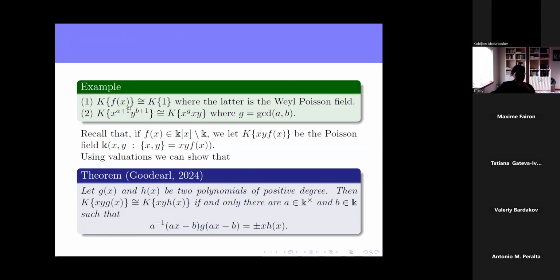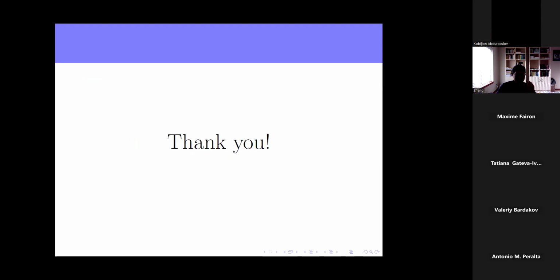If we take any polynomial of x in this algebra, we have x, y. If we take x, it's always isomorphic to the Weyl Poisson field. But if you take this element, it will be isomorphic to this. So it's not clear what the criterion is. But somehow we figured out one case. If we have g(x) and h(x), two polynomials of positive degree, then k of this Poisson field is isomorphic to k of this kind of Poisson field if and only if g and h satisfy this equation. So that's one application of the valuation. Okay, I stop here. Thank you very much.